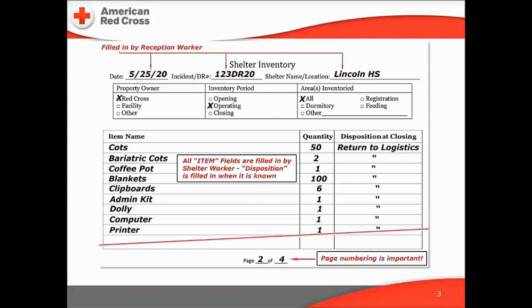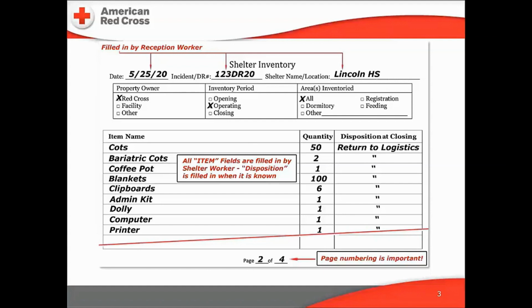This is the shelter inventory form. We've removed blank lines in the middle of the page at the red line. At the top of the form, we write the date of this inventory, the disaster response number, and the name of the shelter. The staffer conducting the inventory fills in this information. The top box represents the parameters of this specific inventory, whose equipment and supplies we're counting, when we're doing the counting, and what areas of the shelter we're inspecting to get the counts.